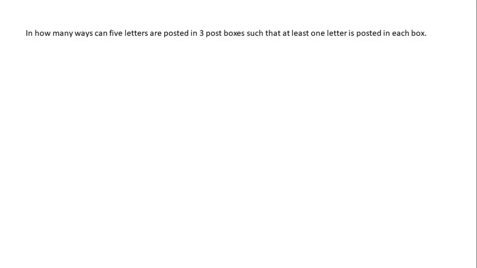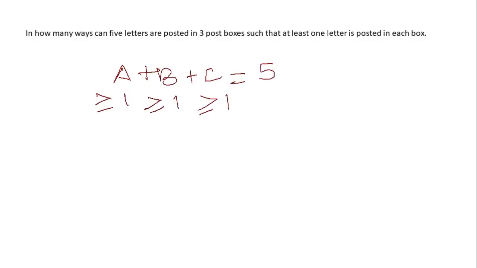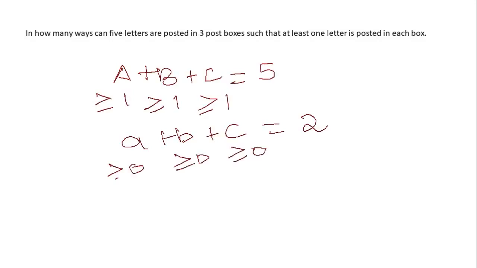So how do you write? A plus B plus C is equal to 5. At least 1 letter is posted in each post box. So A plus B plus C is equal to 2, with each of A, B, C greater than or equal to 0. So our answer would be what?